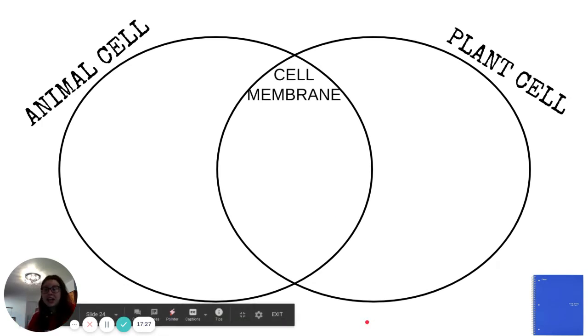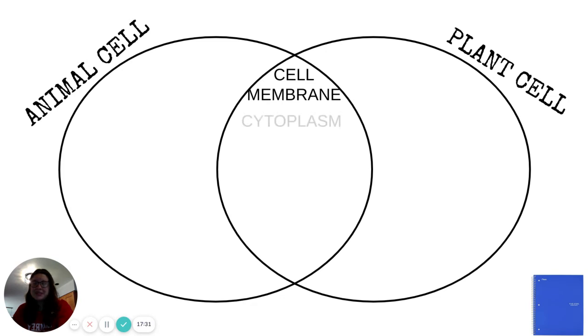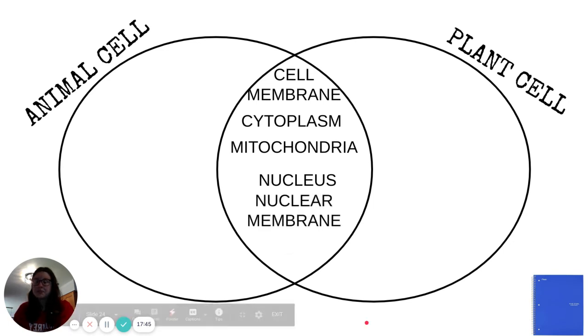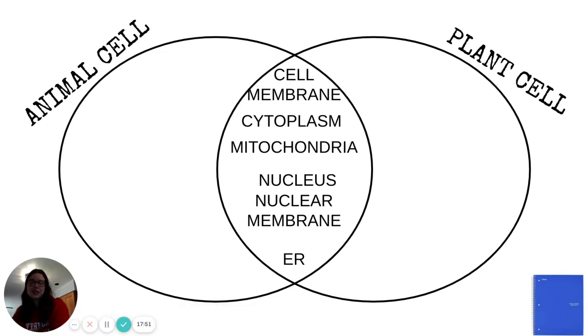They both share that they have a cell membrane. Both animal and plant cells have cytoplasm. They both have mitochondria. They both have a nucleus. They both have a nuclear membrane. And they both have an ER, or endoplasmic reticulum.